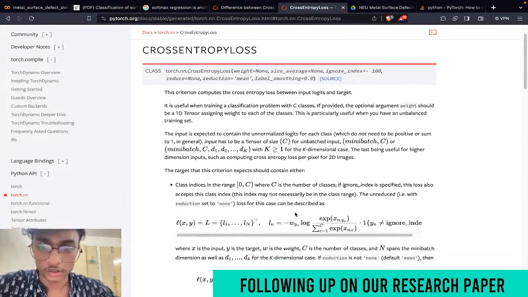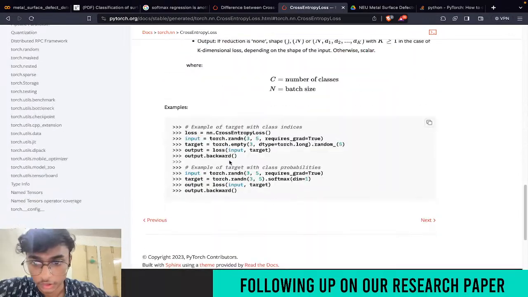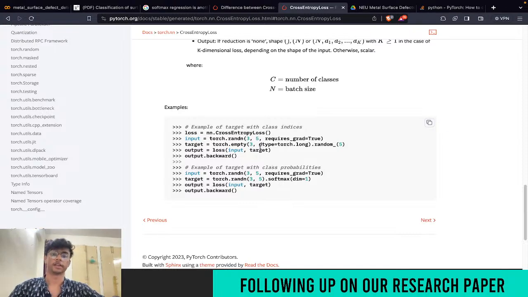Okay. So is there any use example? Okay, so here it is. Loss is equal to input comma target. The target is torch.empty 3 dot random 5. Torch.random 3 comma 5. Output dot backward.